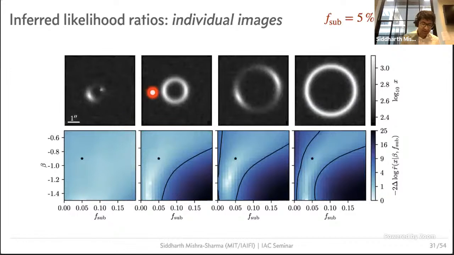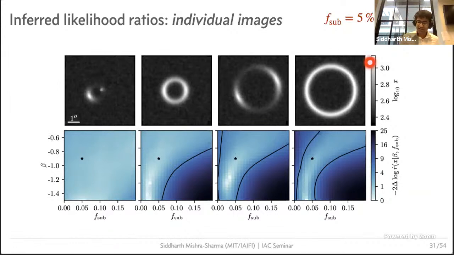On the very left, we have a low fidelity, small lens. This might not have much substructure in it. The substructure that it has doesn't have a lot of area on the ring to express its effects. So we end up with a flat likelihood surface. This is saying there's not much information of interest in the image.